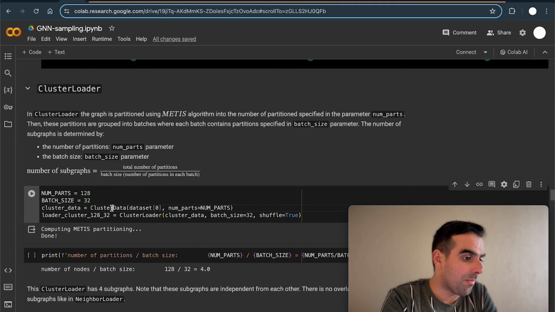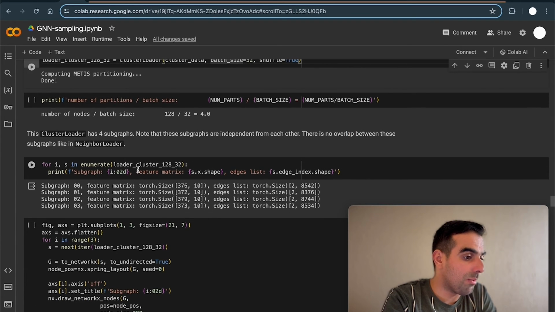So you feed your dataset here and you set the number of parts to get the cluster data. Then the cluster loader will group the cluster data into a number of batches.